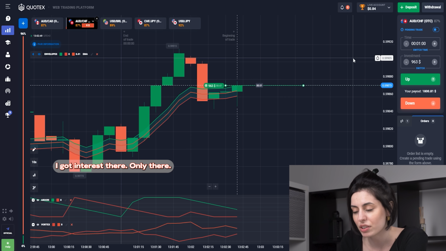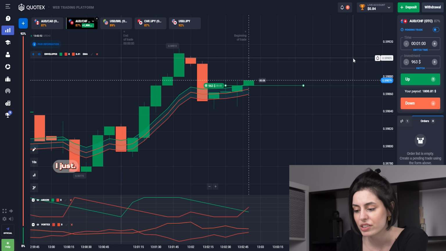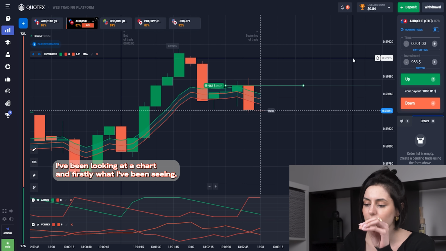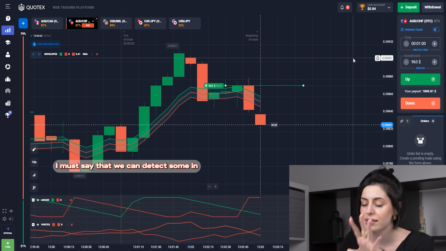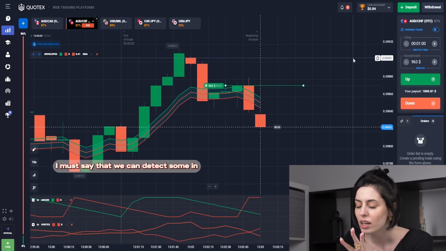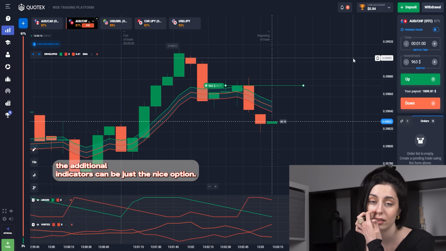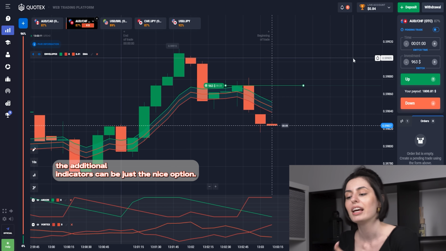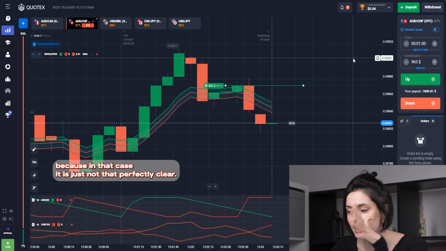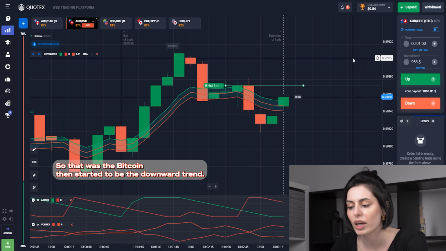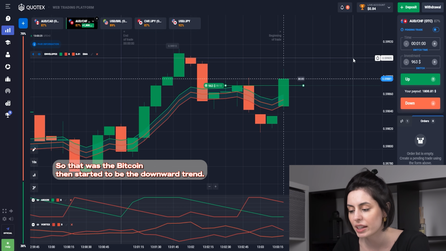Here, I couldn't trust the rune either. I'm just gonna give you the info why I made it. I've been looking at the chart, and firstly, what I've been seeing, I must say that we can detect some growing, and here actually maybe the super trend or the zigzag as additional indicators would be just a nice option, just because I need to see the huge tendency, the common tendency. Because in that case, it is just not that perfectly clear. And I've seen the pattern. So that was the big growing, then started to be the downward trend.